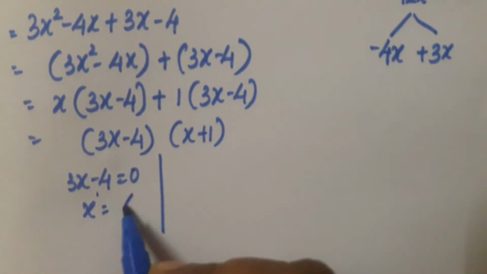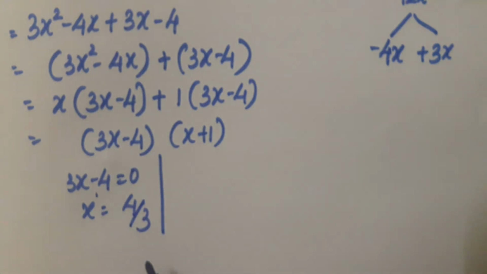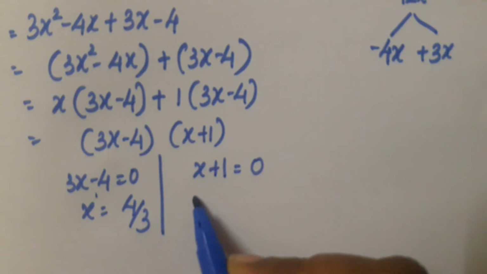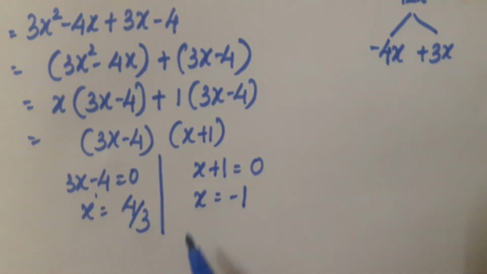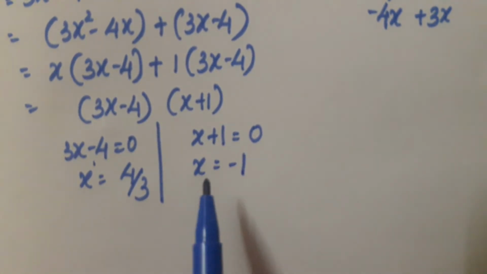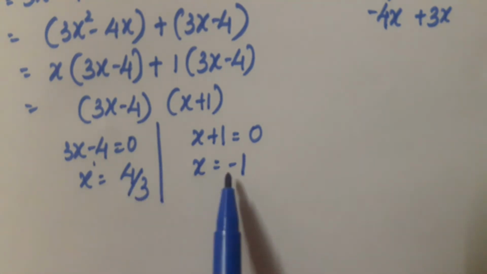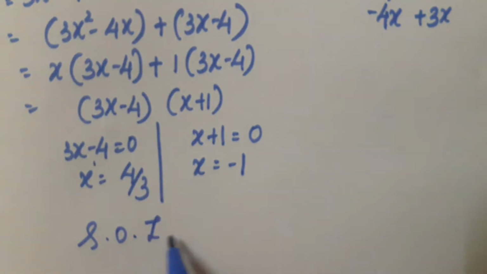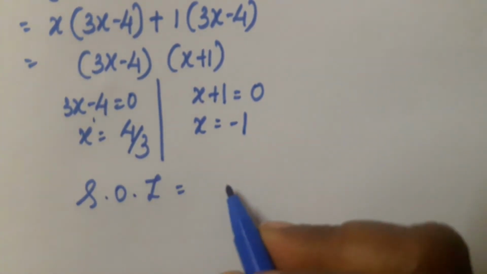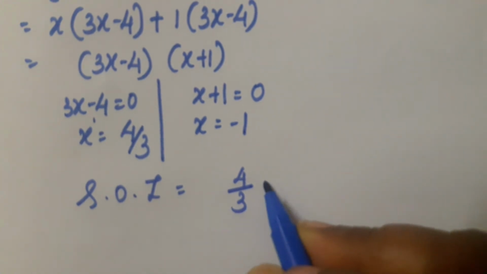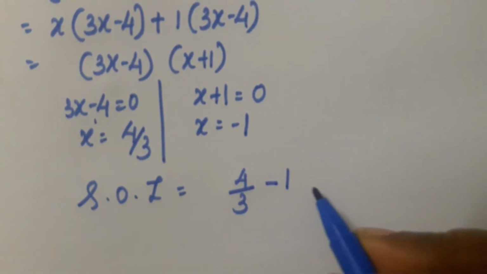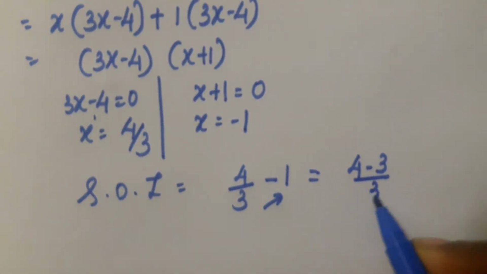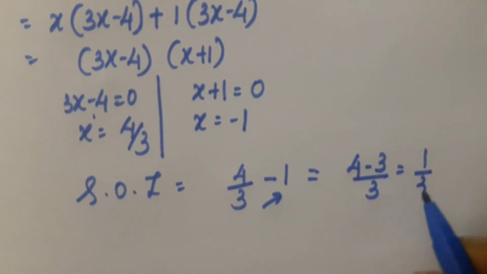X is equal to 4 by 3, and here x plus 1 is equal to 0 and x is equal to minus 1. Okay, so sum of the zeros means we are going to add these two. So sum of zeros is equal to, let me add this, 4 by 3 minus 1. So what will you get? After taking LCM, you will get 4 minus 3 by 3, that is 1 by 3.